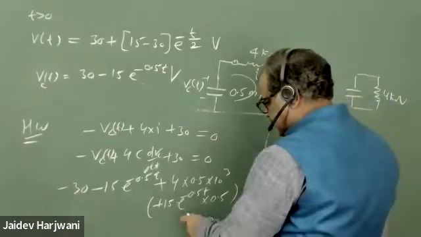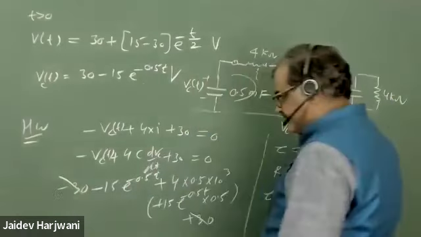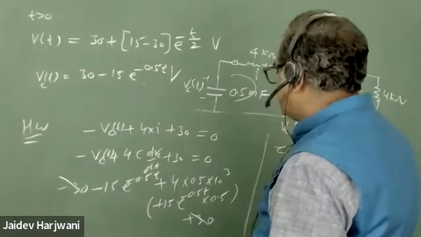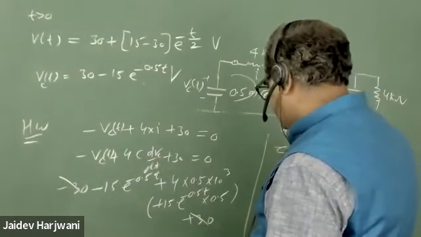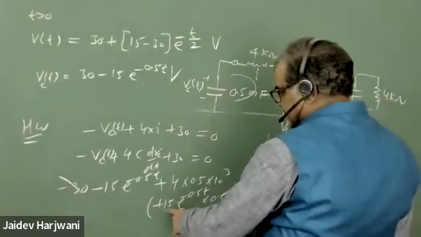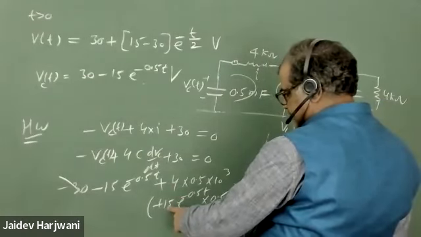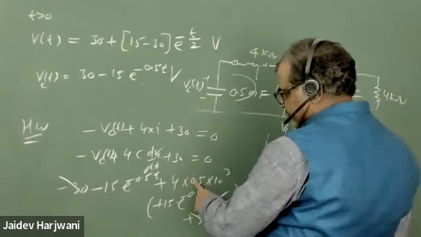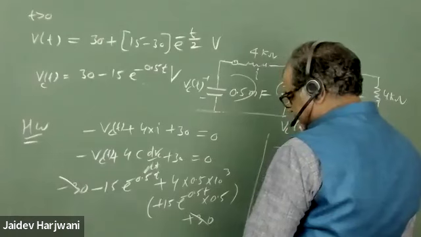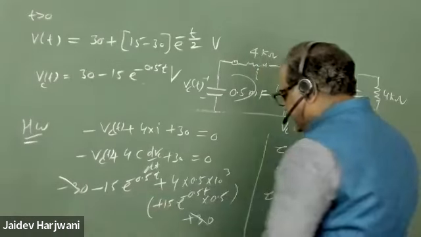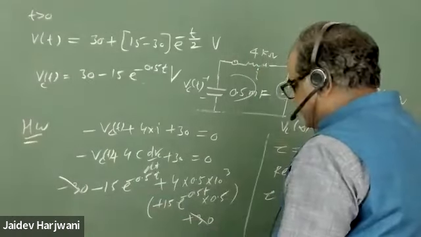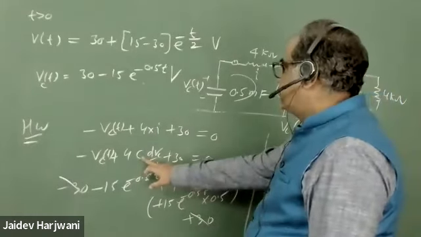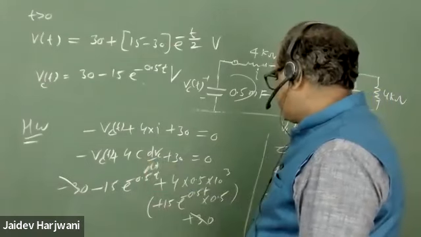Yes, very good. Anything else canceling? This becomes 60, and 0.5 times 30 is 15, again from 15, and this 15 and that 15 should cancel. Only the thing left is this 4 I, C dv by dt. So I have written here the C value is point.